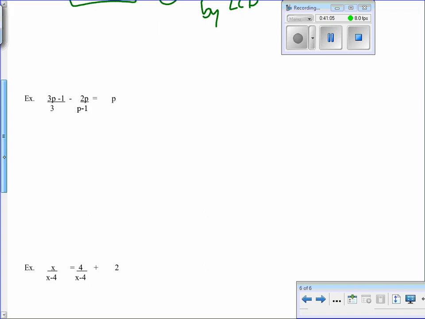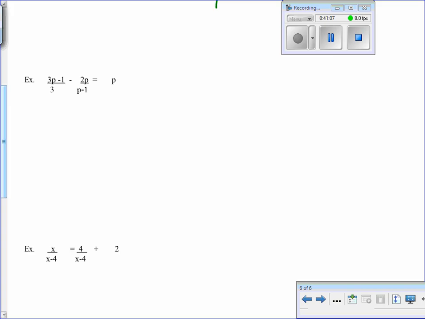Let's do another example. So this one's a little bit more straightforward. 3p minus 1 over 3, that's going to be minus 2p over p minus 1 equals p. So my LCD in this case, I need 3 and I need p minus 1. Technically there's a 1 in there also, but you can kind of ignore that. Now let's multiply the whole thing by that LCD.